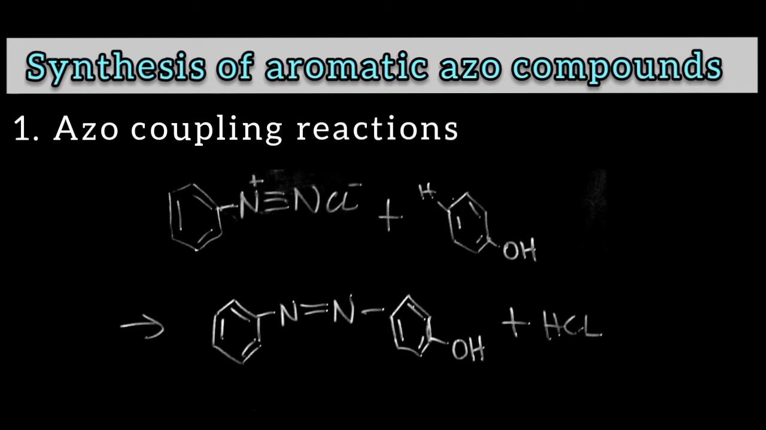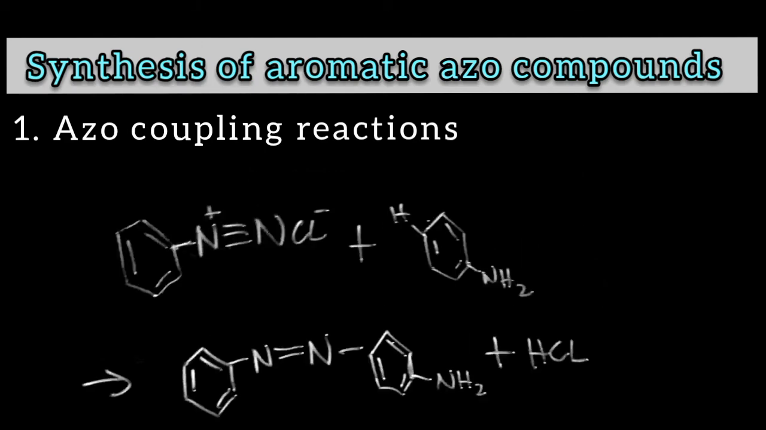When it reacts with phenol, in the azo compound that is formed, you will see that there's an azo group, and then on the right side there will be a phenol group, and on the other side there will be a benzene ring. On the phenol group, the azo group is attached to the para position, and another product that is formed besides the azo compound is hydrochloric acid. The diazonium salt used in this case is benzene diazonium chloride.